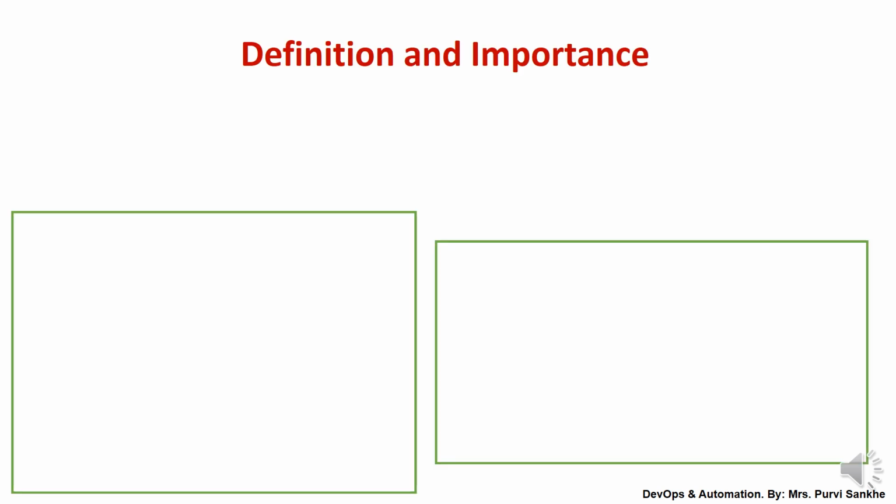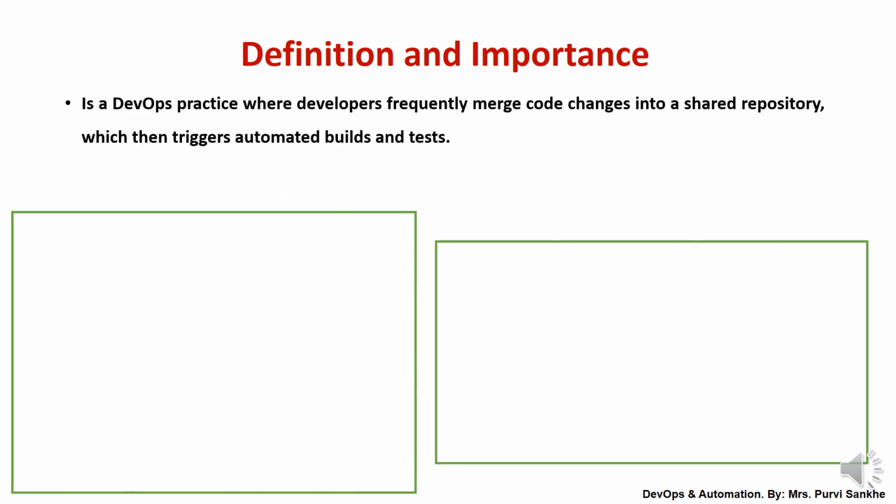Let's see the definition and importance of continuous integration in DevOps. Continuous integration is a DevOps practice where developers frequently merge code changes into a shared repository, which then triggers automated builds and tests. This ensures early detection of integration issues. When we say integration issues, what kind of integration issues are there when we are trying to integrate the code base or code changes? So we'll see the integration issues first.